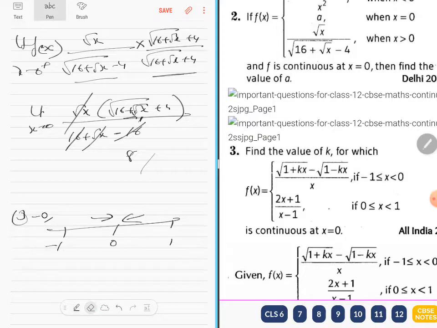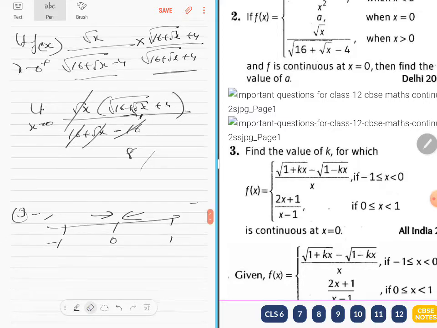So whenever you have a question, just put these numbers on the number line and see where you can check the continuity. You can only check for 0. You can only come to 0 from the left and 0 from the right. You cannot come to minus 1 from the left or 1 from the right. You don't have the formula for greater than 1. Therefore, you can only check continuity for 0.